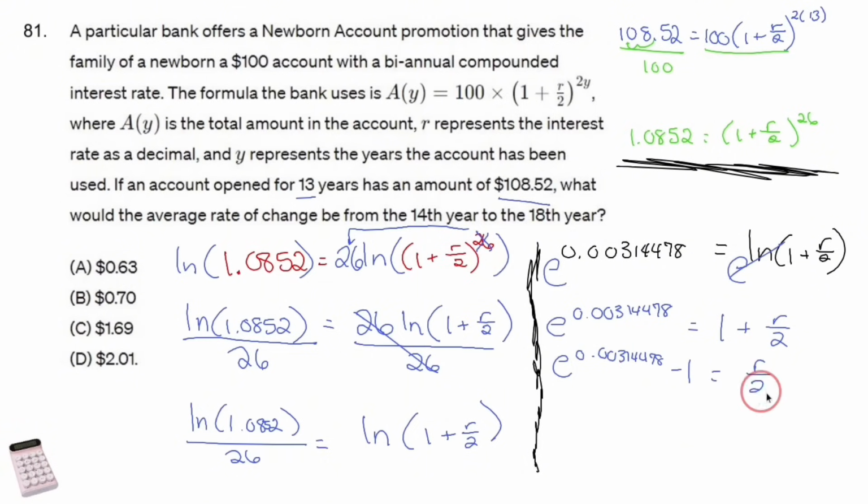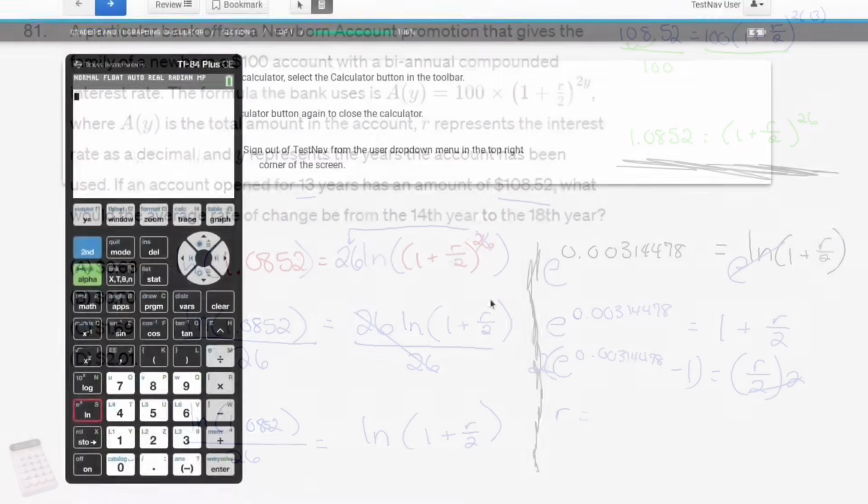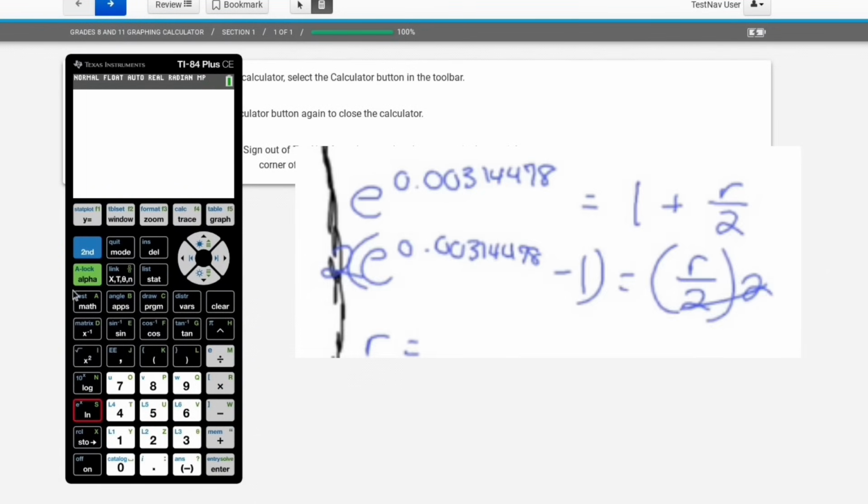Equals r over 2, and multiply both sides by 2, and you can now find your r. Okay, so that looks awful, but I'm going to run to my calculator and find out what 2 parentheses e to the 0.0 minus 1 is, and that gives me r as a decimal. Be right back. All right, here we go again. 2 parentheses. The e to the is that button right there.